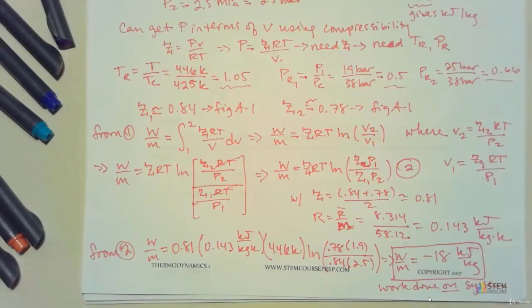Okay, so that's an example of how you can use that compressibility data in case you don't have your steam tables available to you. You can always use the compressibility charts.